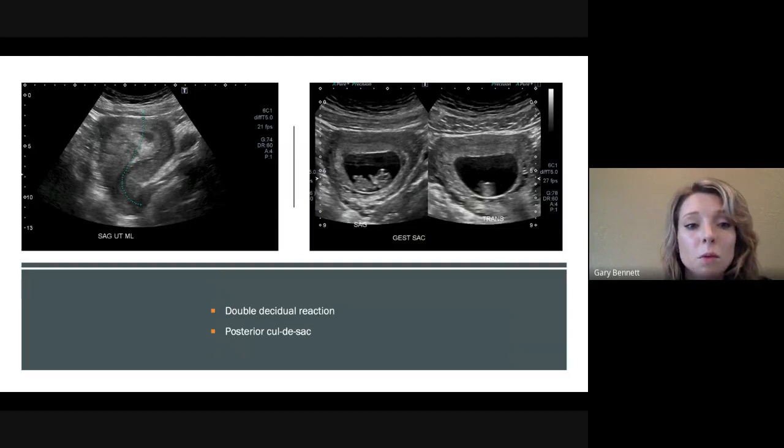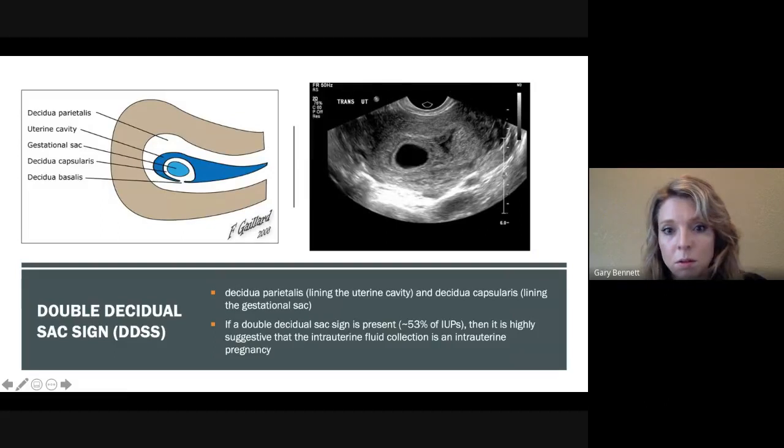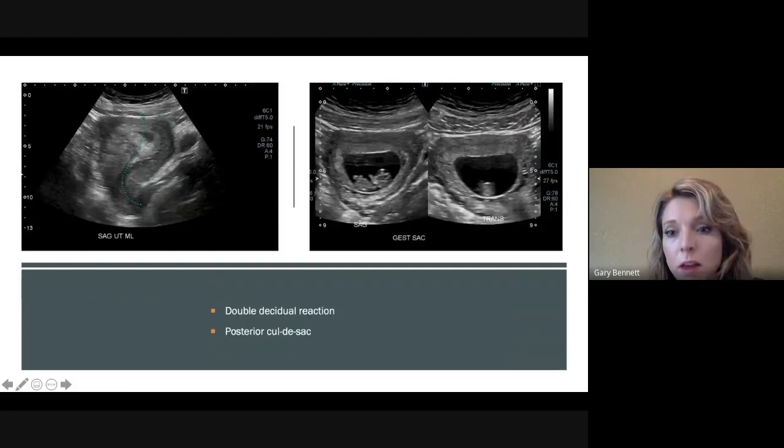So a double decidual reaction, if you look at this right image here, you can see this bright line coming all the way around that anechoic structure. That's the gestational sac. And you can see that on this right image.